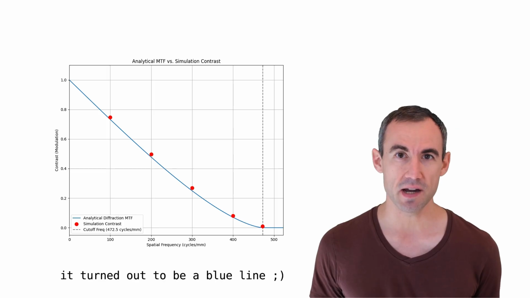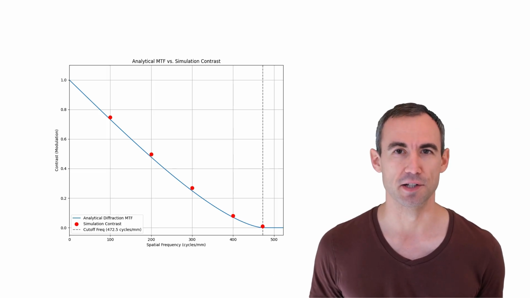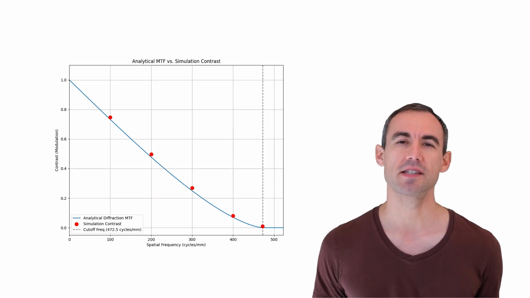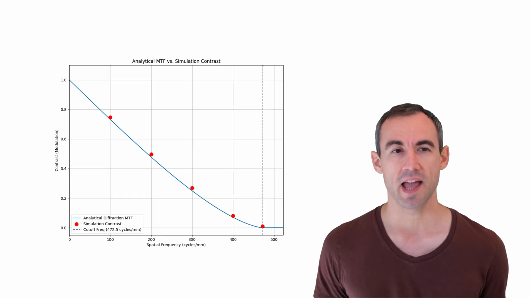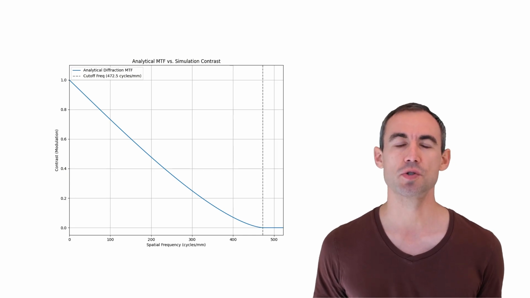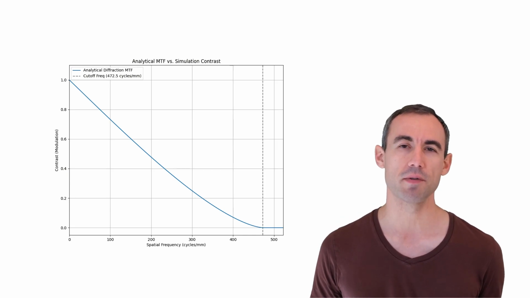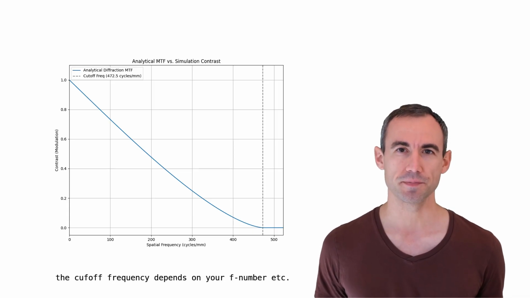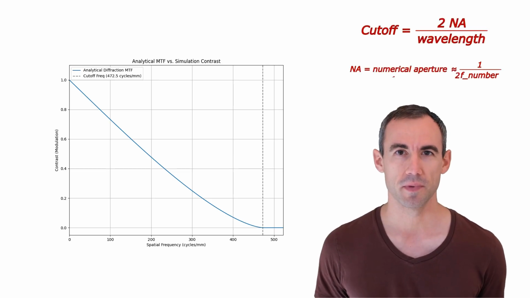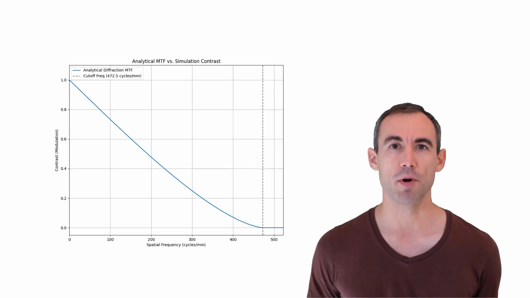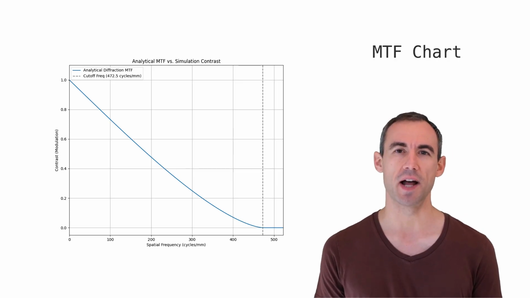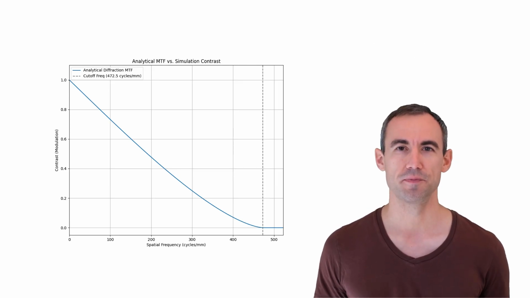The black line that you see here is actually computed from an analytical solution. The red dots are based on simulations. They don't match exactly, because in simulations there are usually some numerical errors and some discretization errors. But anyway, you can see that the contrast goes to 0 as the frequency reaches about 472 cycles per millimeter. This cutoff frequency can also be calculated with this formula here. A chart like this is called a modulation transfer chart, or an MTF chart, and it shows how contrast gets transferred from the scene onto our image.